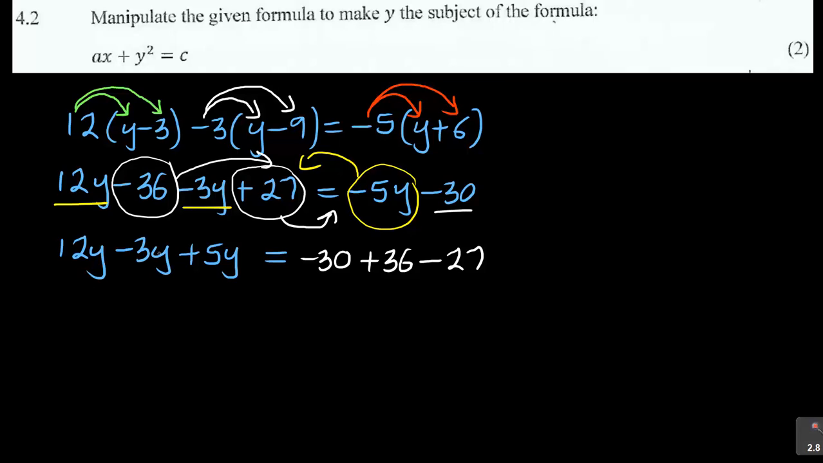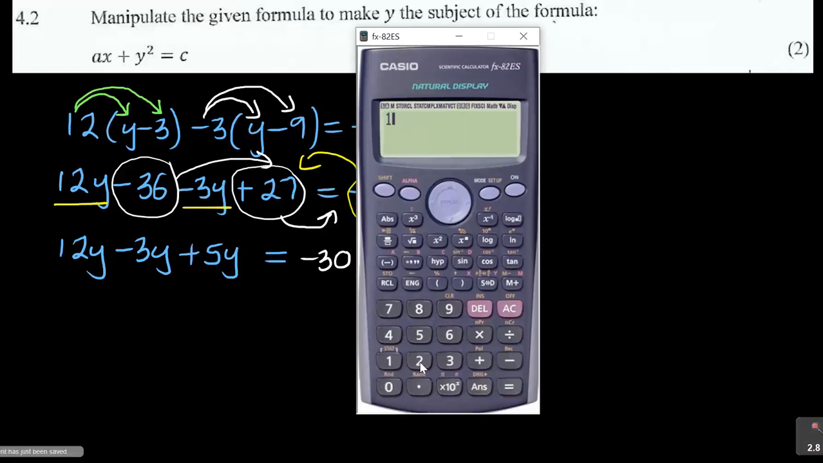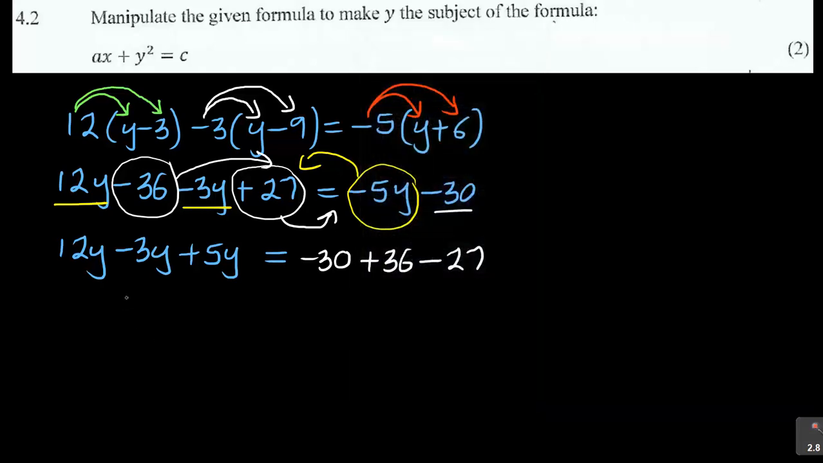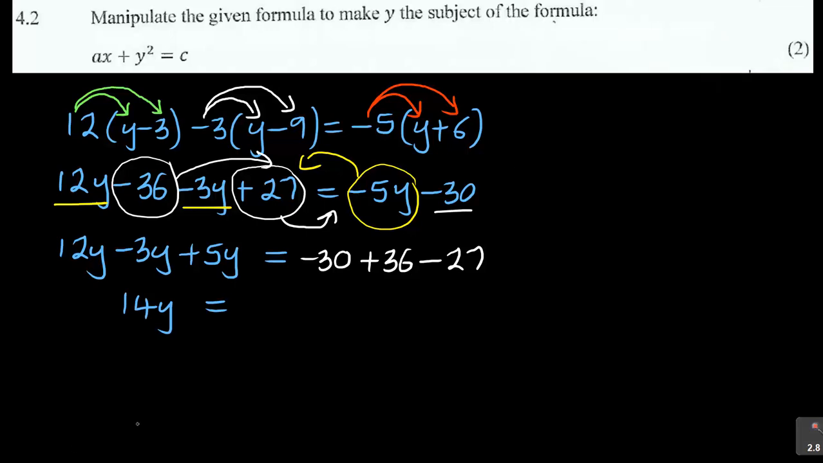Having done that, now I focus on the calculator. I say 12 minus 3 plus 5, which, if I did that well, gives 14y. So I've got 14y is equal to, again with the calculator, minus 30 plus 36 minus 27. I'm getting negative 21.